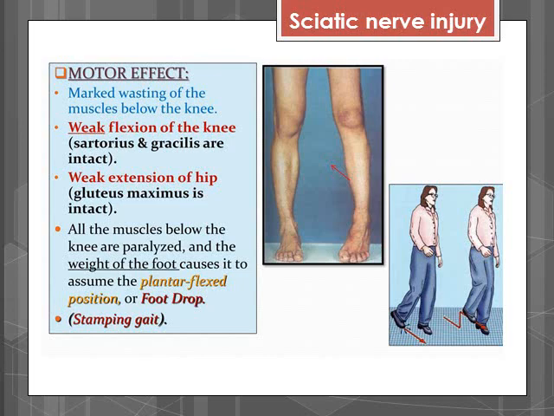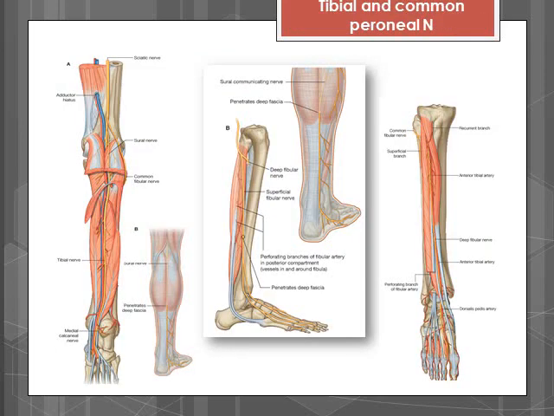The sensory effects include loss of sensation below the knee, except for the medial side of the leg and foot. These areas are supplied by the saphenous nerve. We can see here the nerve supply of the leg. This is the anterior, lateral, and posterior aspects of the leg and foot.